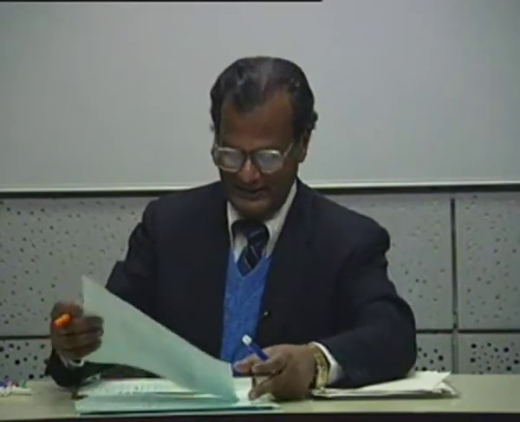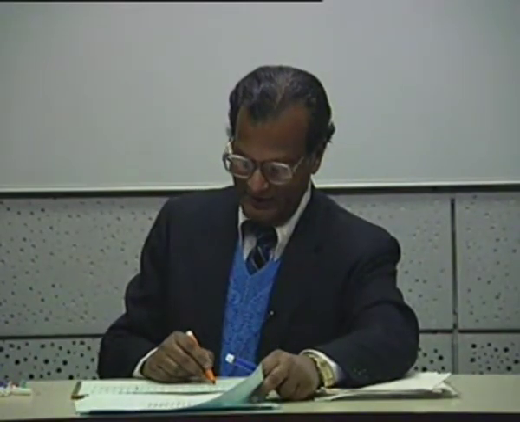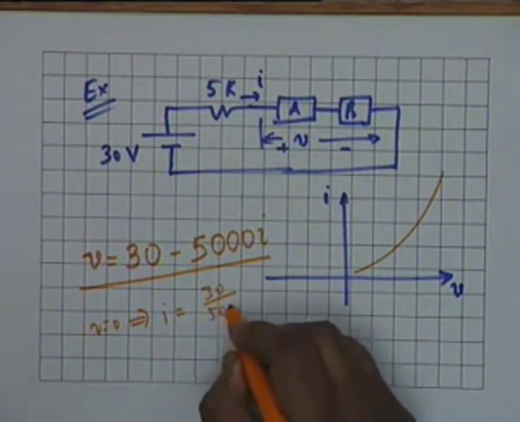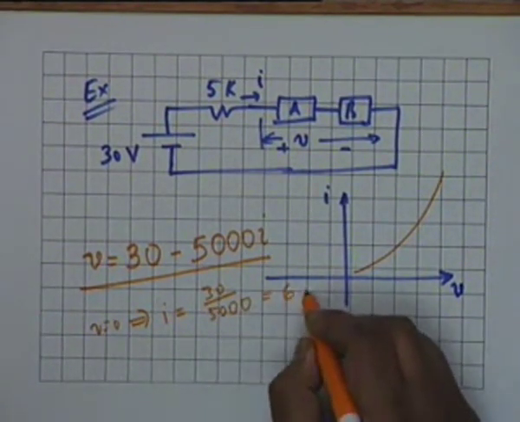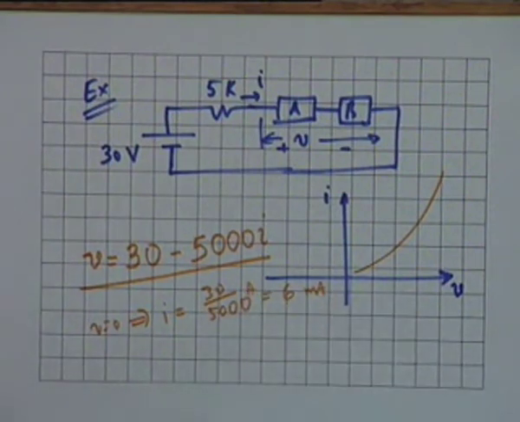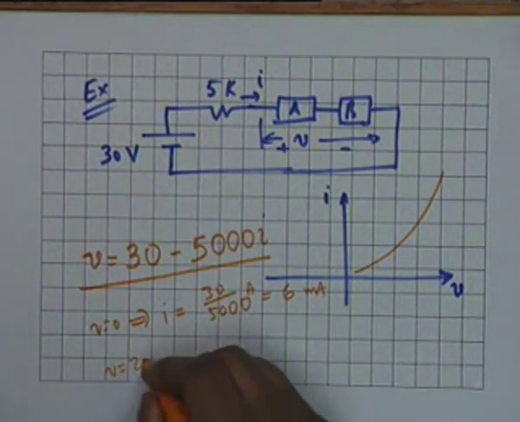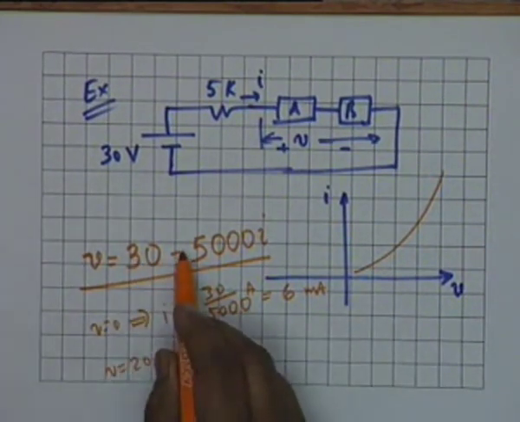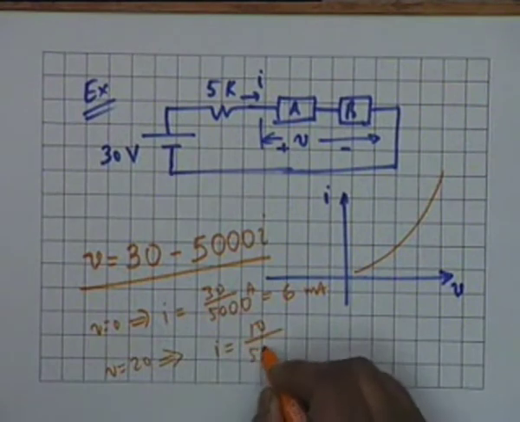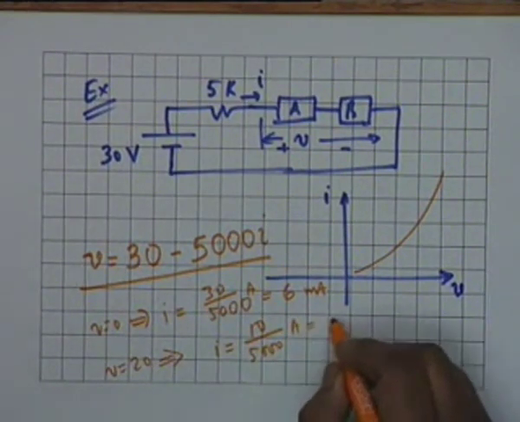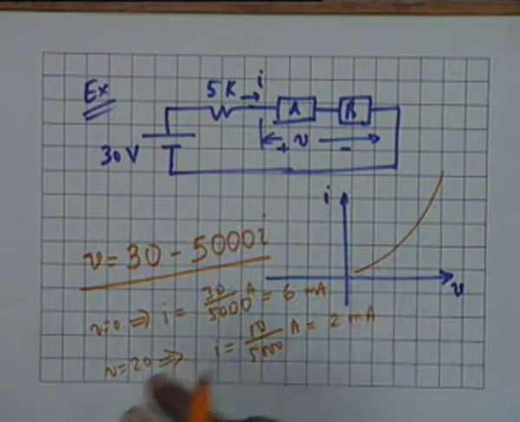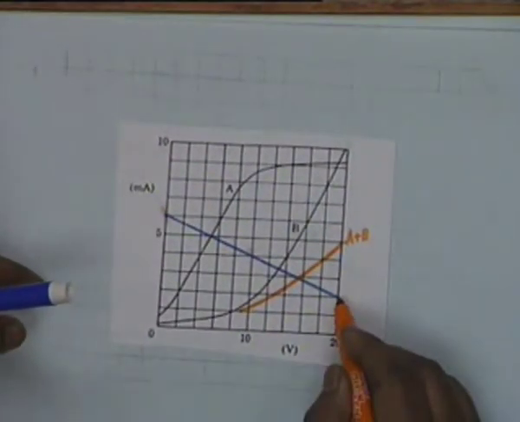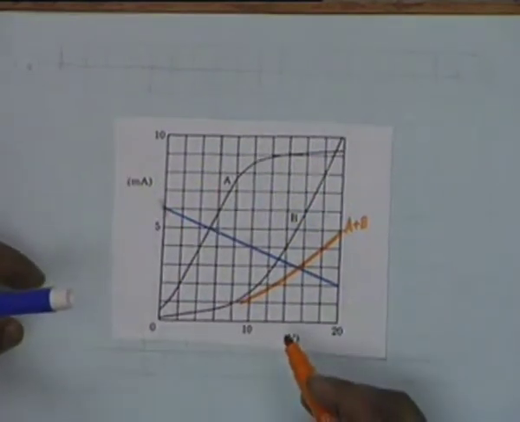Okay, look at the load line. When small v equals 0, I equals 30 divided by 5000, which is equal to 6 milliamps. When small v equals 20, then I equals 30 minus 20, that is 10, divided by 5000 amperes, which is equal to 2 milliamps. Two points are enough for a straight line.